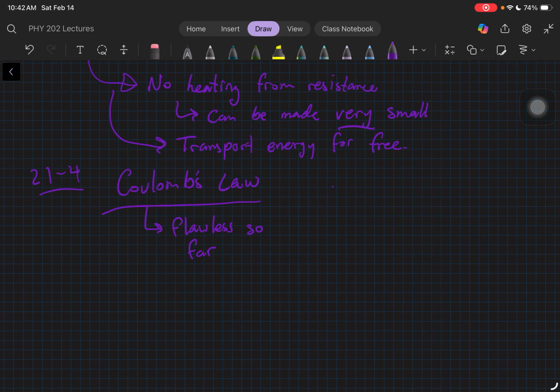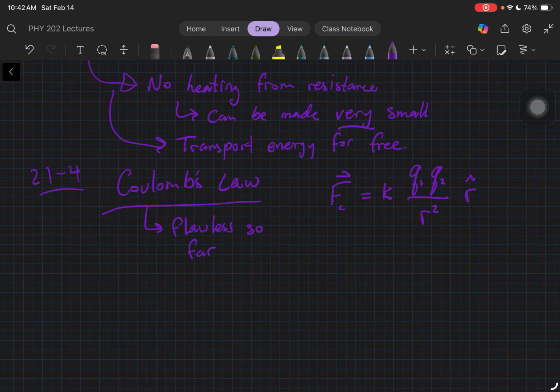And so we have F is equal to K Q1 Q2 over R squared. And then, since we do have a vector, it's a force, we need to pick a direction as well. And so we pick R hat, right? So it's always going to be radially outwards.